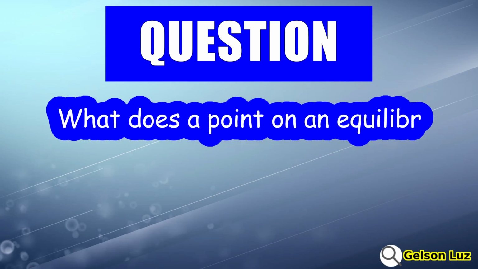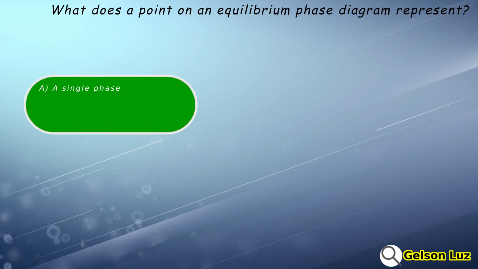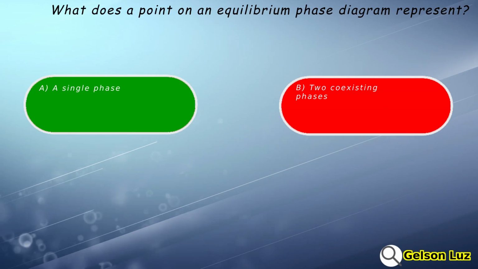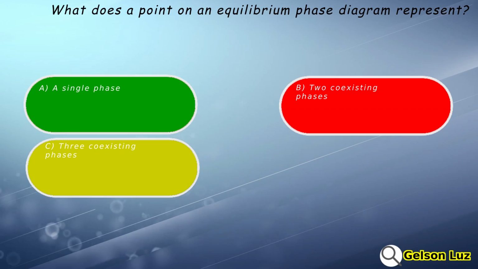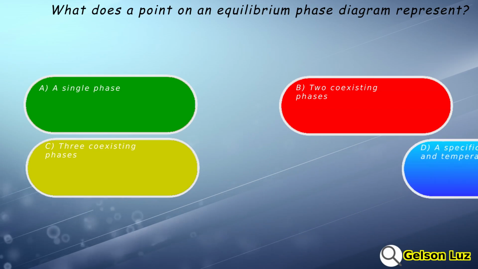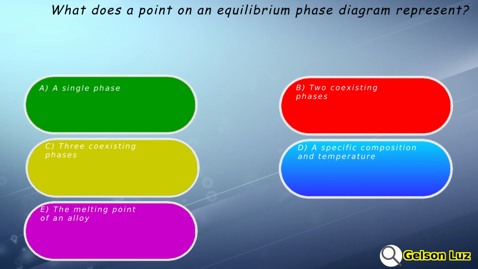What does a point on an equilibrium phase diagram represent? A. A single phase. B. Two coexisting phases. C. Coexisting phases. D. A specific composition and temperature. E. The melting point of an alloy.